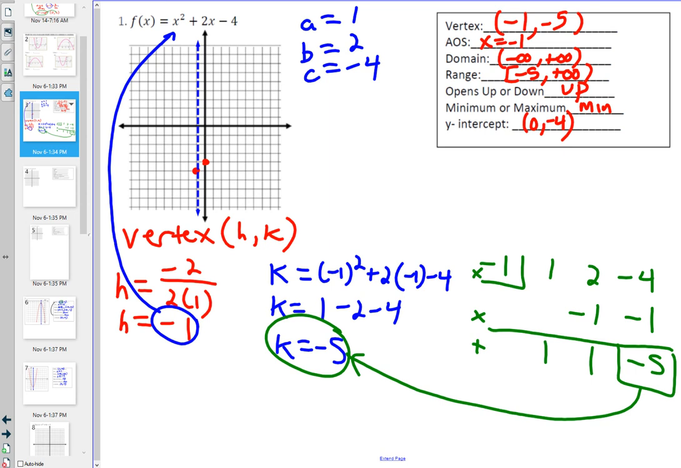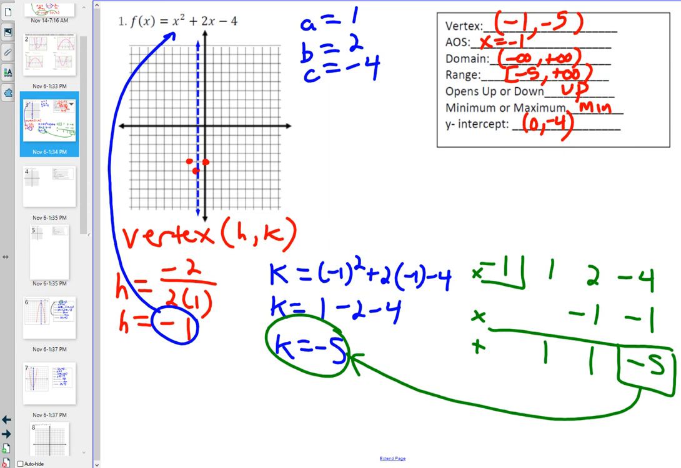How many points do I have in the graph so far? 2. How many points did I say I wanted minimum? 3. So now we're going to use this axis of symmetry to find the last point. How far away was this y-intercept from the axis? One little box, 1 unit. So just count 1 unit on the other side. Flip the script.